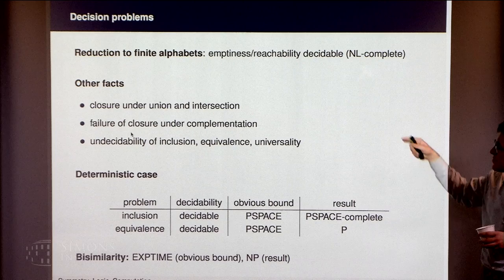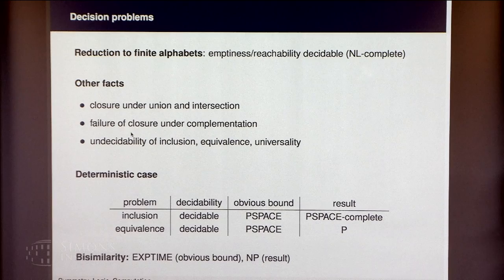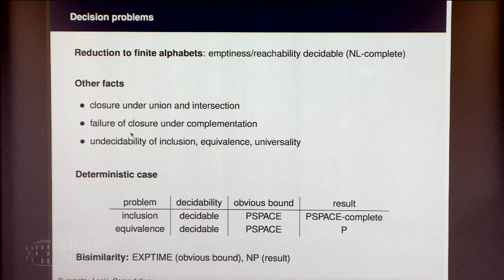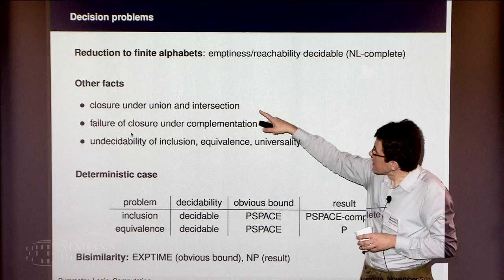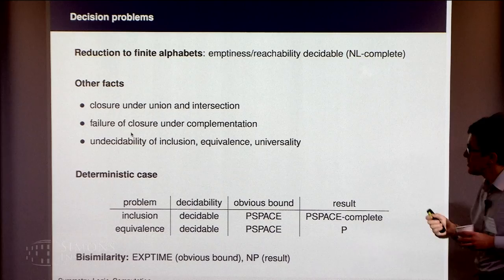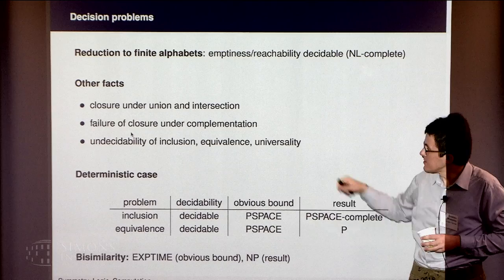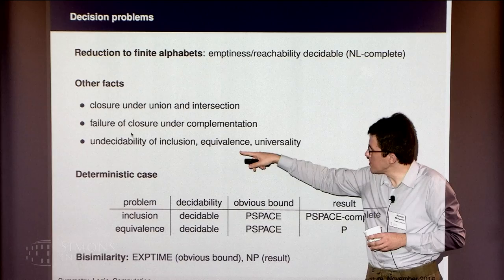Of course one would like to solve other problems, notably the equivalence problem, but there are difficulties with that in the general model. Ideally, we would like the languages accepted by such automata to be closed under complementation and union and so on, which would allow us to reduce inclusion and equivalence to reachability, which we know is decidable. But this is not what happens in this model. Even though the languages are closed under union and intersection, they are not closed under complementation. And one can show, as was done in a paper by Neven, Schwentick, and Vianu, that the inclusion problem for these automata is undecidable. Not only inclusion, but also equivalence and universality.